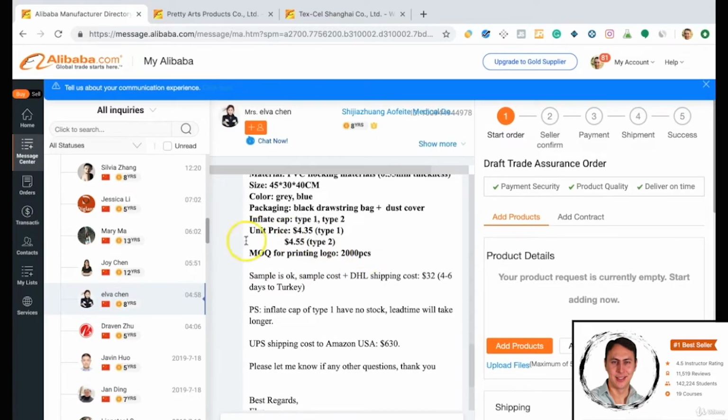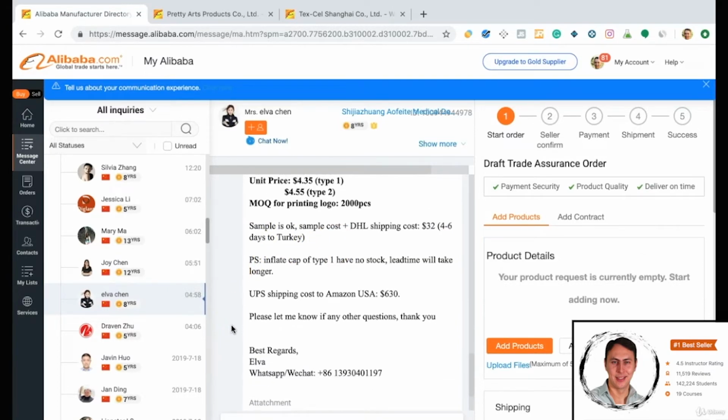Logo is good and important for us. We are creating our own mark here. We want them to have a logo, but 2,000 units is too much for us. And for the sample, it is $32 and the product will be in your hand within 4 to 6 days. $32 is a good price because we have seen $100, $80 for the sample.